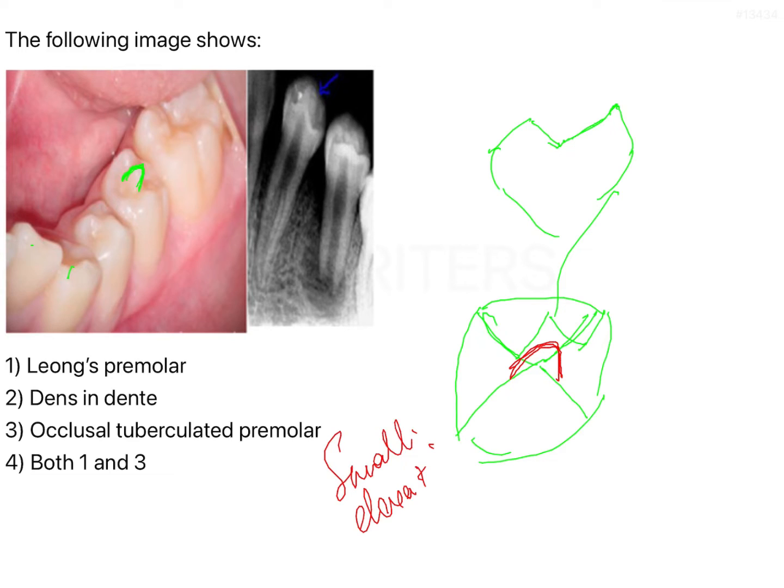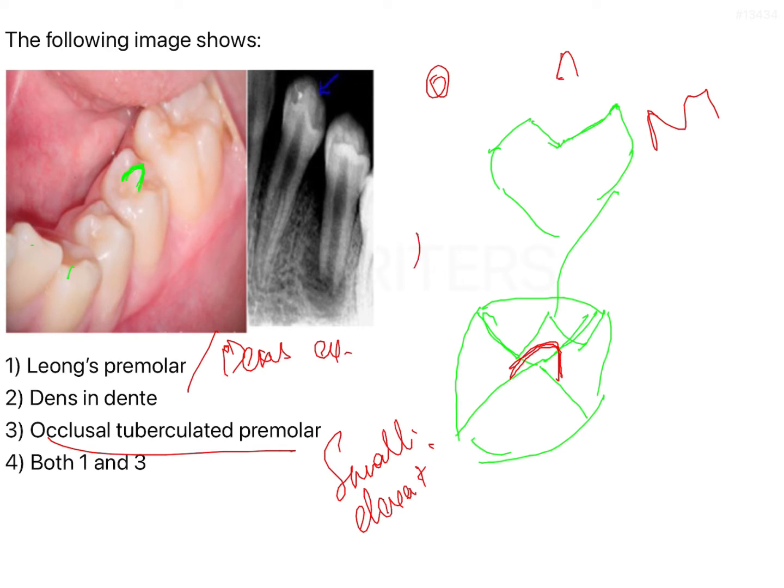It is formed from an accessory elongation during development. So during development there is a region of excessive proliferation, and this excessive proliferation ends up forming what is called an accessory cusp, or what is formed as a tubercle. This tubercle is not a true cusp, it is just a small elevated structure that is present on the occlusal surface of the tooth. So this Leong's premolar, or dens evaginatus, or occlusal tuberculated premolar can pose significant problems.